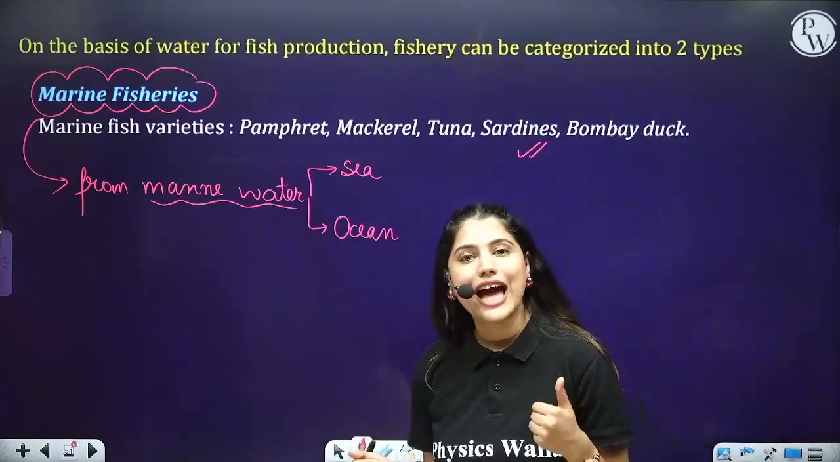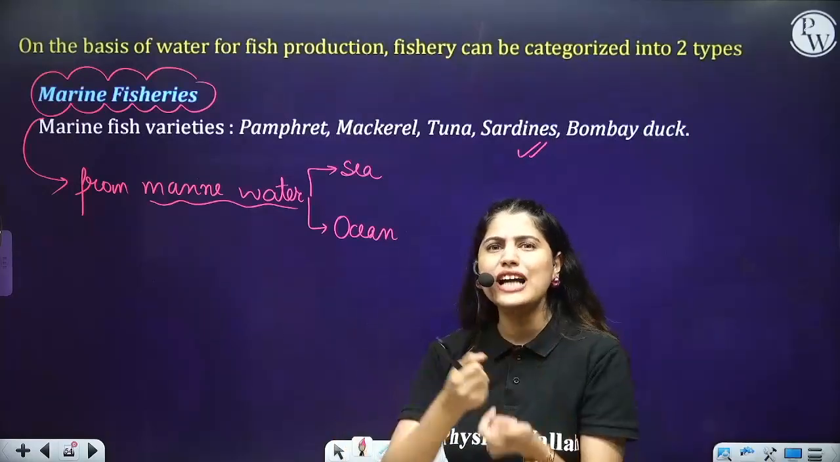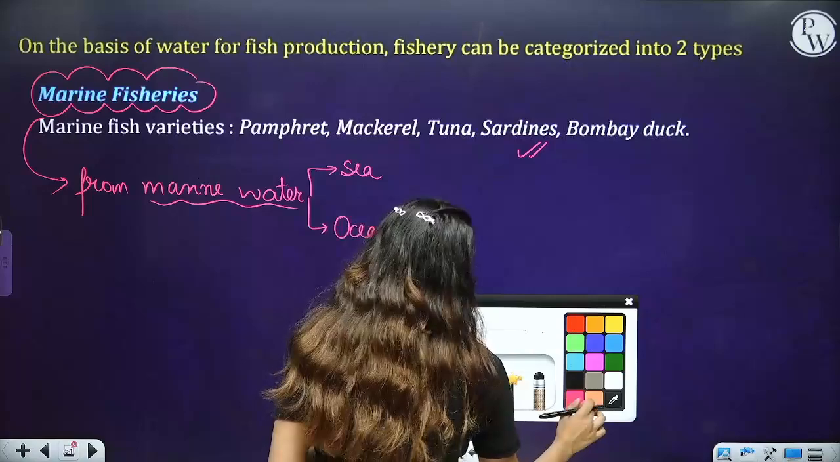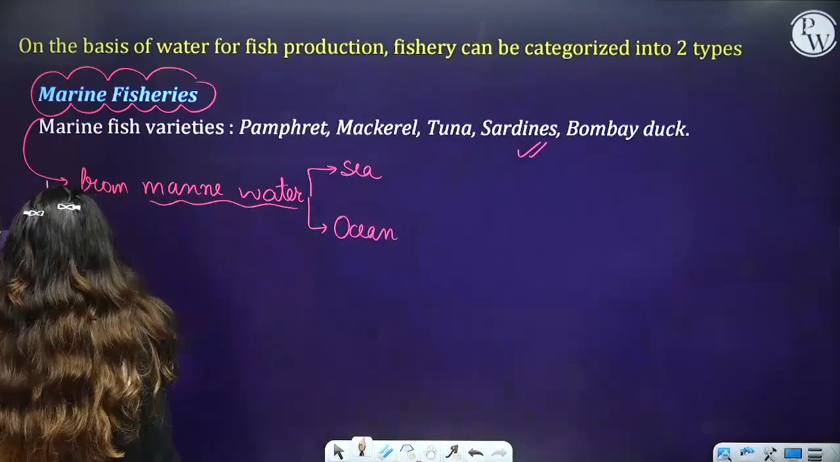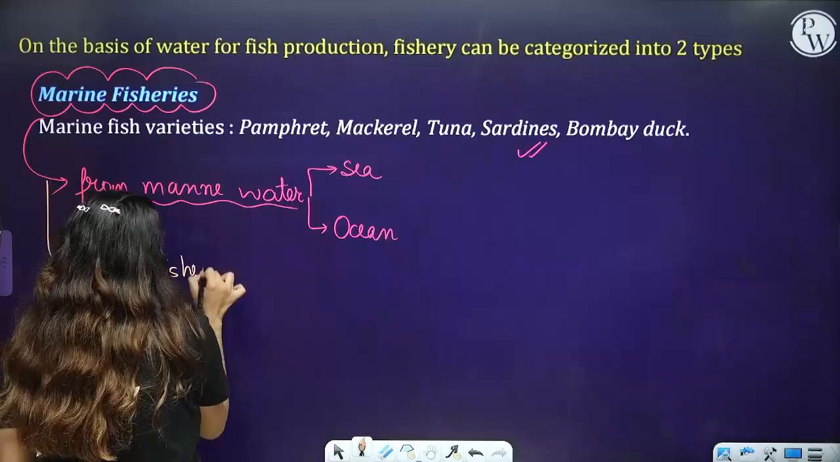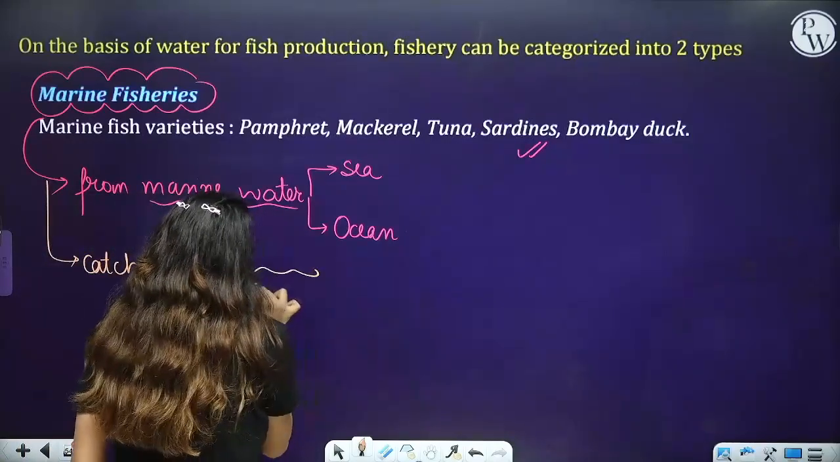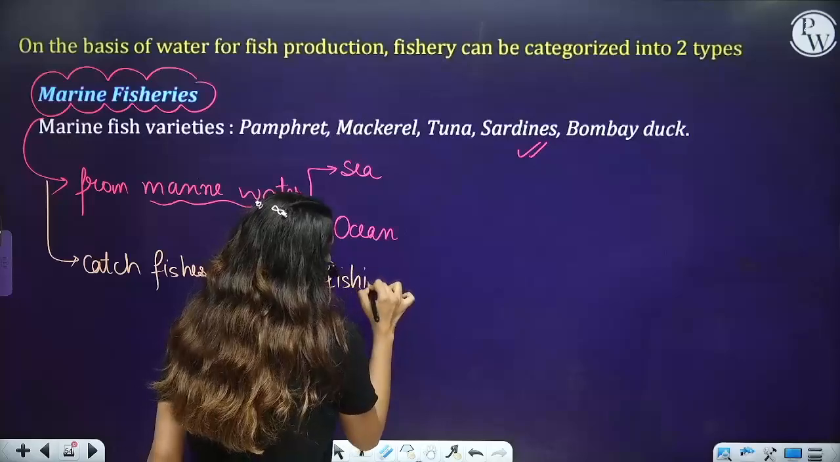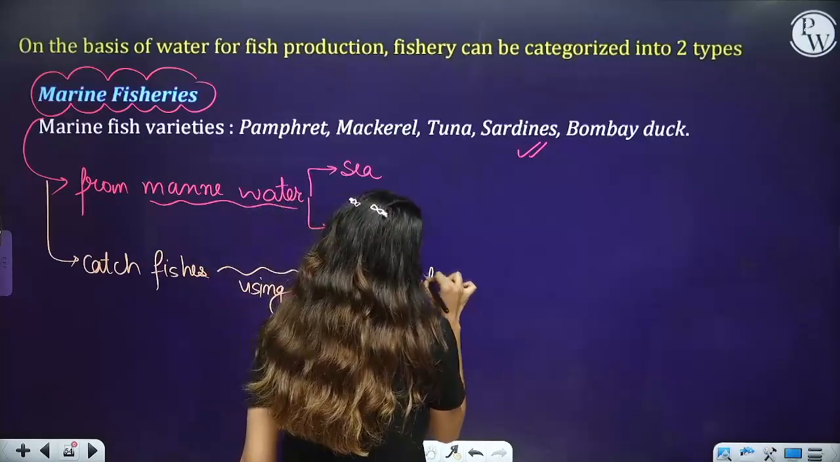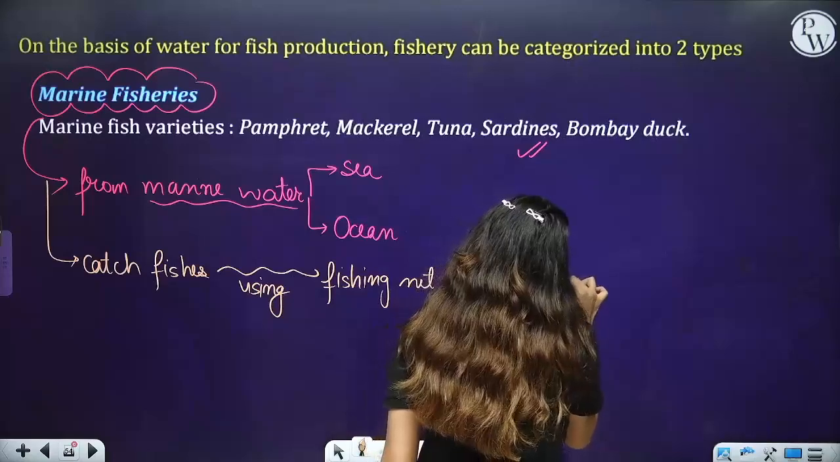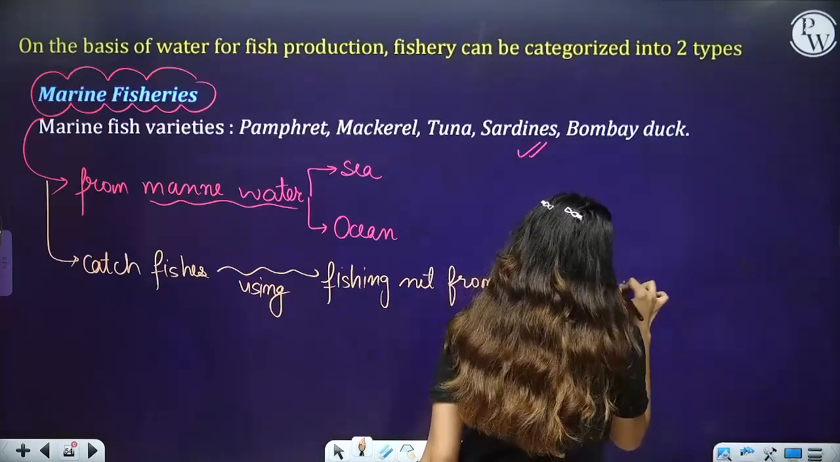Now, how are we going to catch them? We can catch them using our fish net, right? In that fish net, the fish will be trapped. So I can say, catch fishes using the fishing net from the fishing boat. The fishing boat has the fish net.